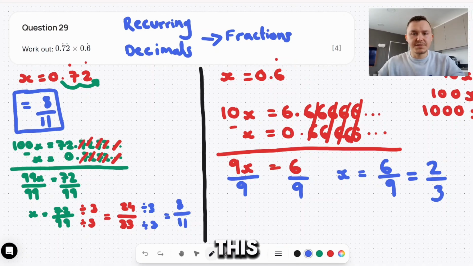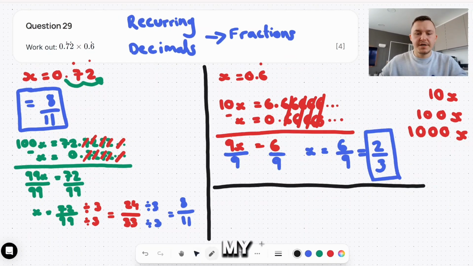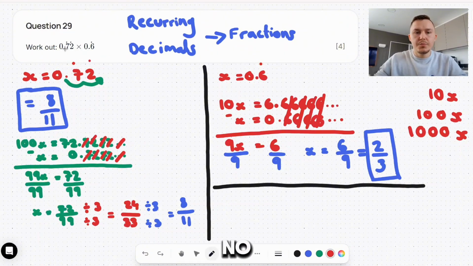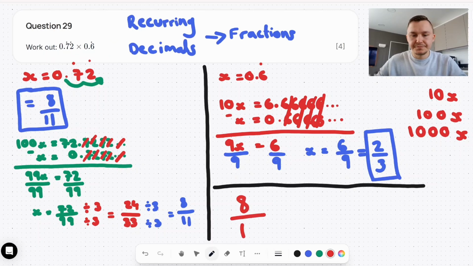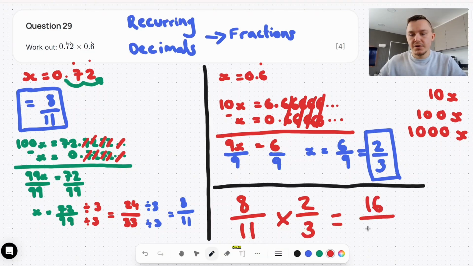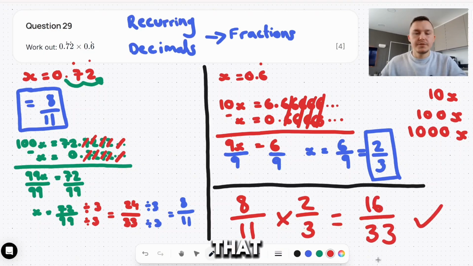So now that we have this, I can do the final part of my question, which asks me to multiply them together. So 0.72 recurring, which I figured out was 8 over 11 from over here, and multiply that by 0.6 recurring, which I figured out was 2/3. Multiply these two fractions together, that's 16 over 33, and that would be my answer.